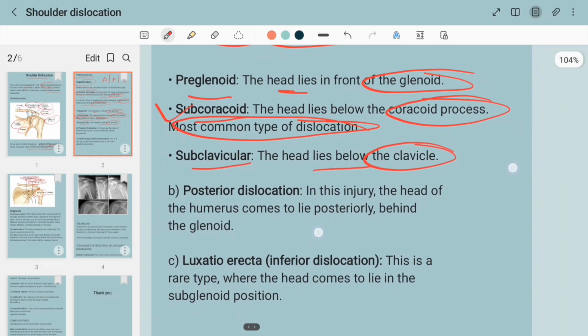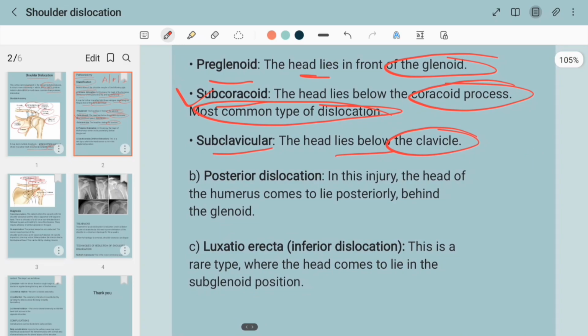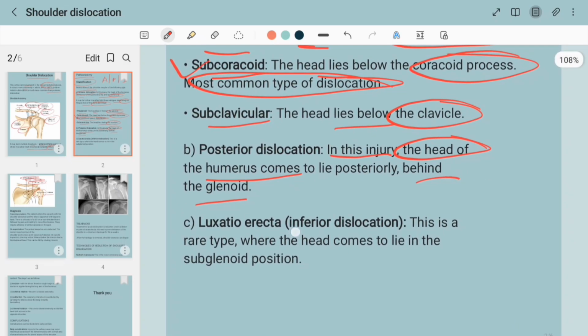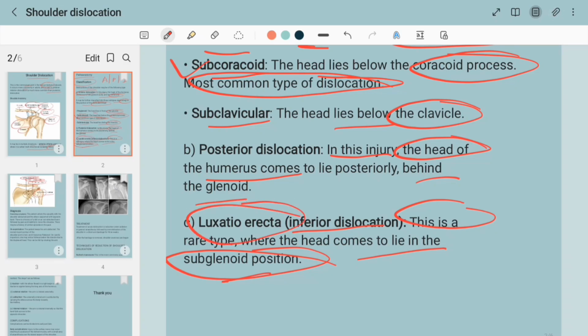Now the posterior dislocation. In this injury, the head of the humerus comes posteriorly, behind the glenoid. And the inferior dislocation is the rare type where the head lies in the subglenoid position, also called luxatio erecta.